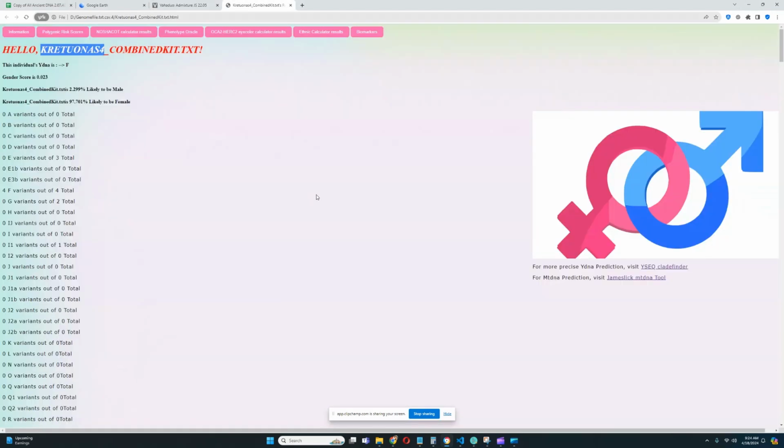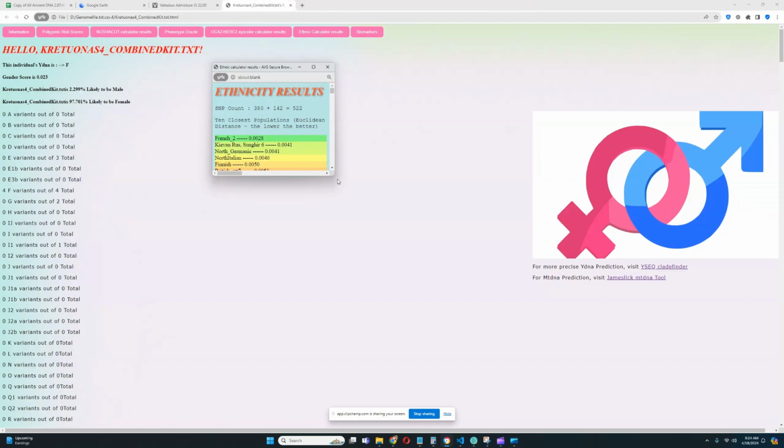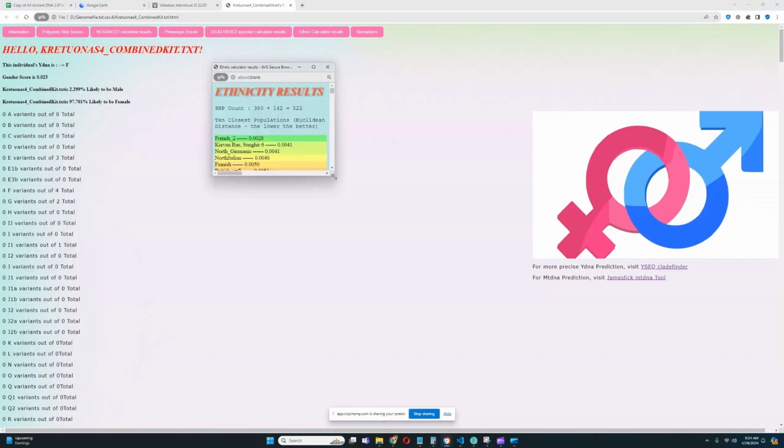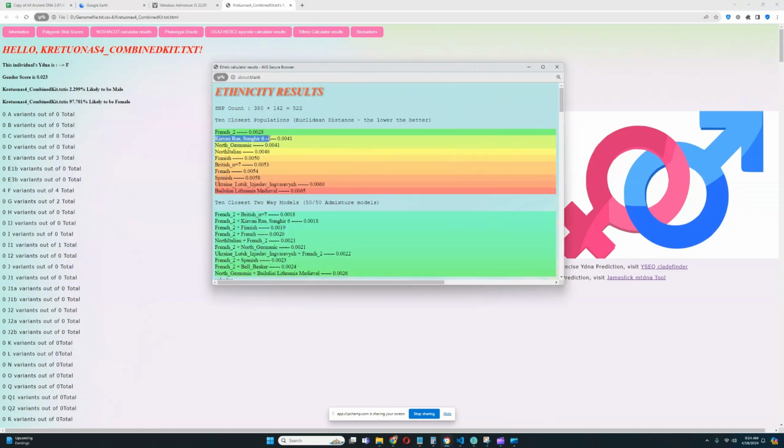And now let's see what she scores with my ethnic calculator. Here she is closest to French, two individuals from France, followed by Sungir 6 from Kiev and Rus, Kievskaya Rus, followed by North Germanic, followed by North Italian, followed by Finnish, followed by British. Seven individuals, followed by French.